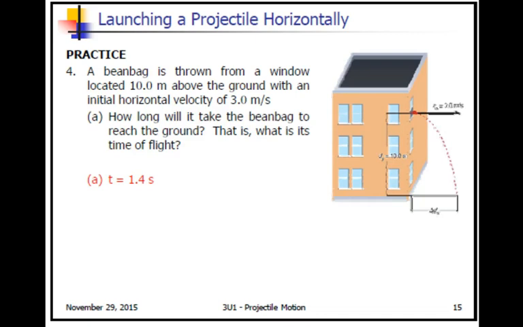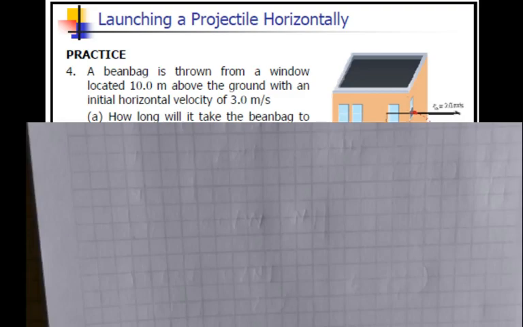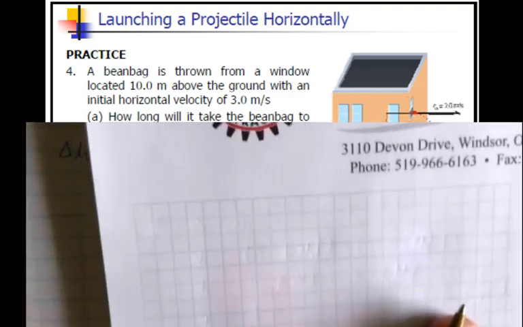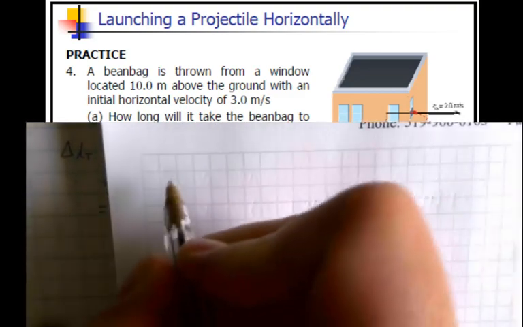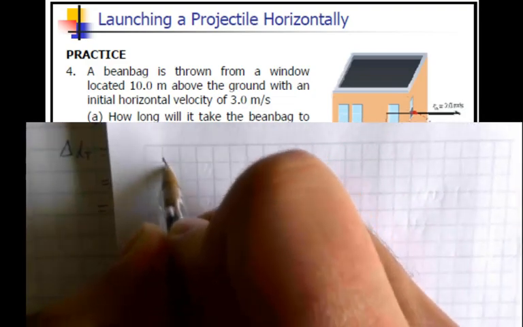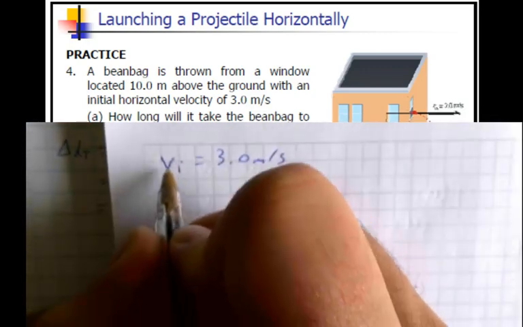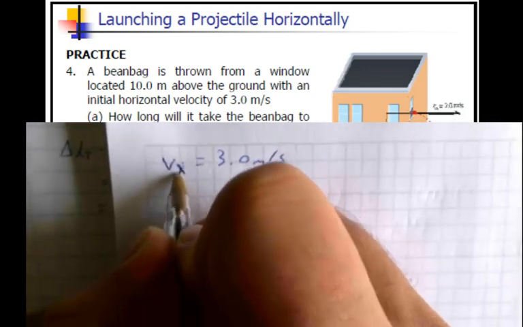So let's look at this problem. Okay, so in this question here, we have a beanbag being thrown out a window. The initial velocity is given to us as 3.0 meters per second. That's our Vx rather than Vi.